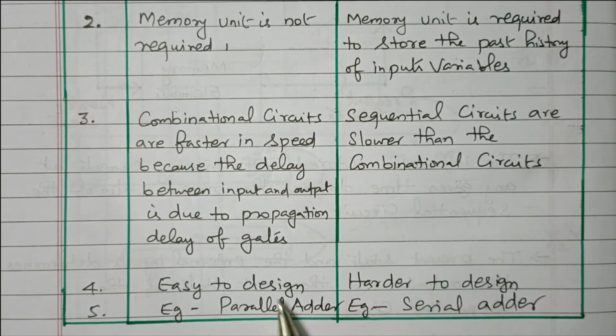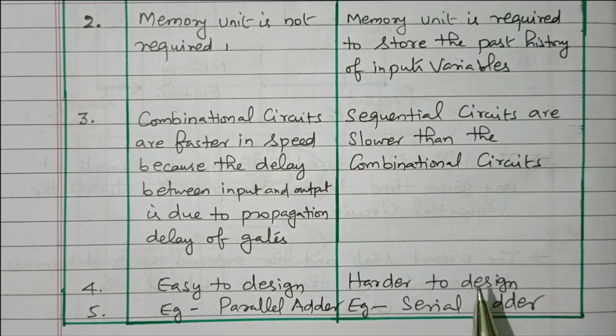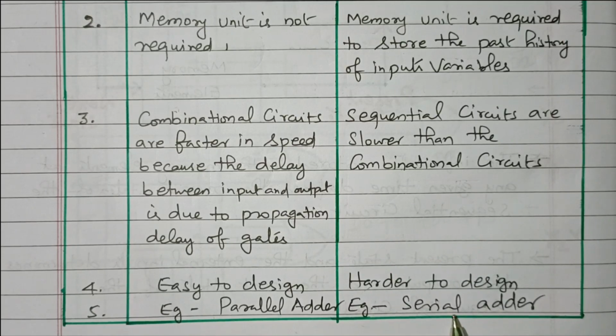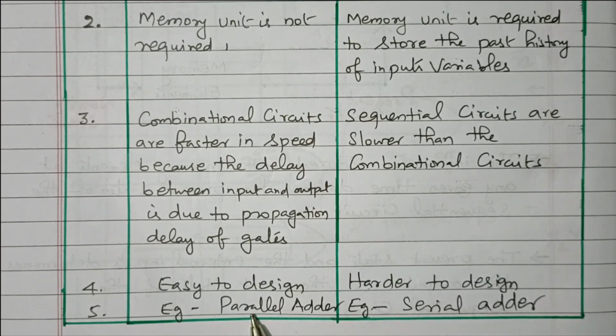Combinational circuits are easy to design, while sequential circuits are harder to design, because we need to check the present state, next state, and storage element, all of which are available. Here the example is a parallel adder. For sequential, the example is a serial adder. A serial adder depends upon the previous state, right? So registers and counters all come under flip-flops. Parallel adder, subtractor, adder, decoder, encoder, all come under combinational circuits.